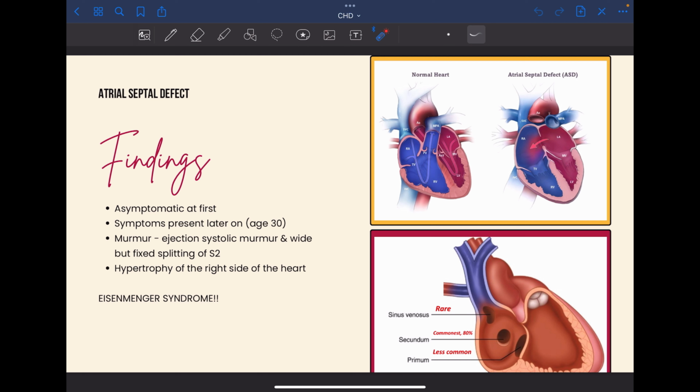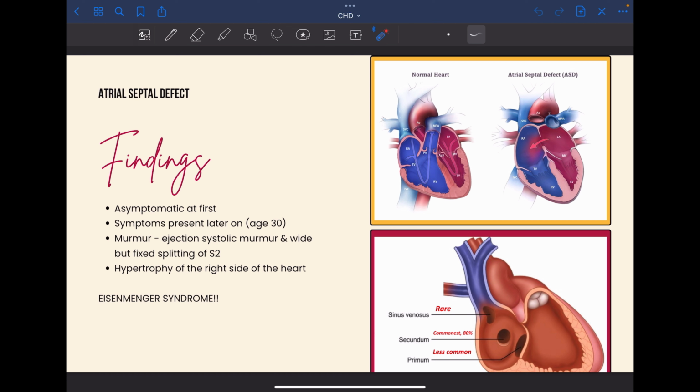Now, before talking about the severe complications, let's look at the findings that might result from the hypertrophy in the right side. First of all, one of the main findings that you will see upon examination is a parasternal heave, usually because of the hypertrophy of the right ventricle. Then upon auscultation, we hear different murmurs, like an ejection systolic murmur and a wide but fixed S2 sound. Now, the reason behind this is the pulmonary valve.